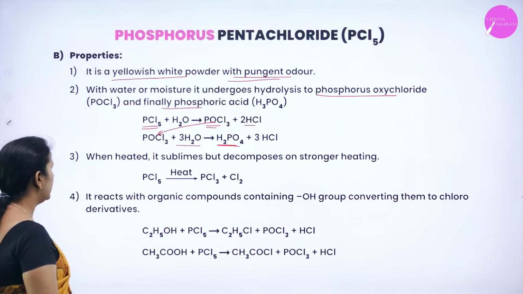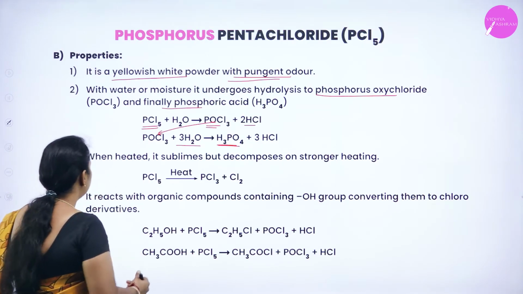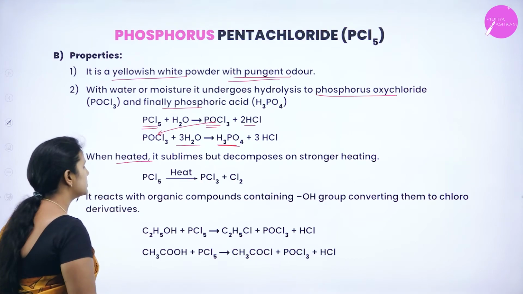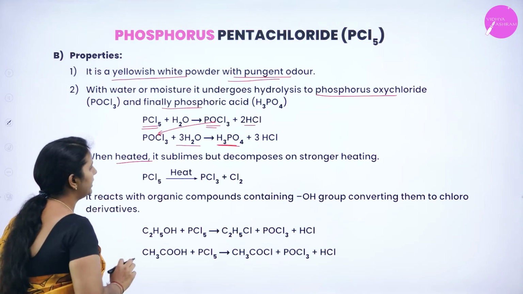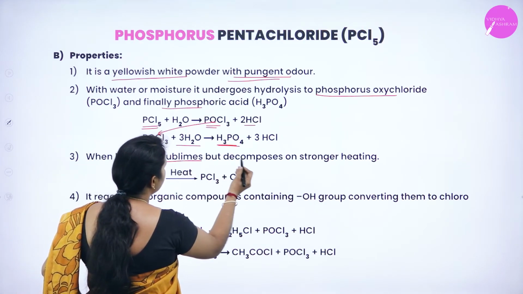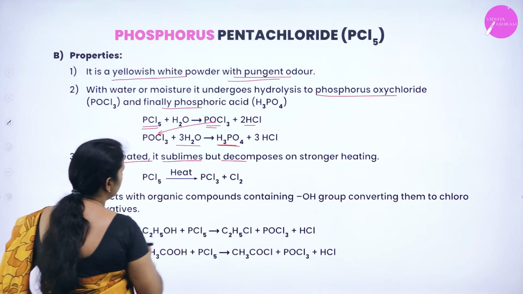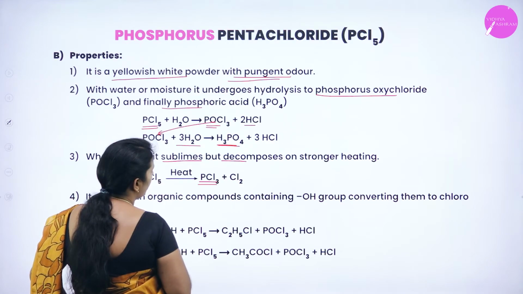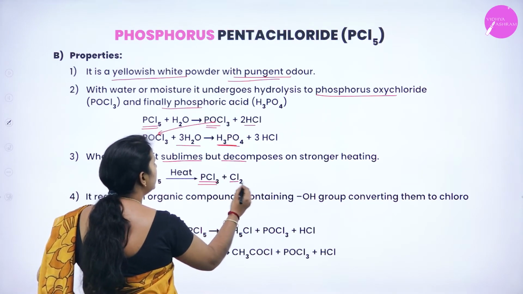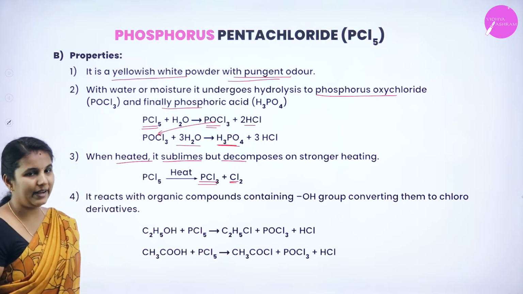This phosphorus oxychloride upon further hydrolysis gives rise to phosphoric acid, that is H3PO4, with the formation of HCl. If you heat PCl5, it undergoes sublimation and decomposition and gives rise to PCl3, that is phosphorus trichloride, with chlorine gas liberated.